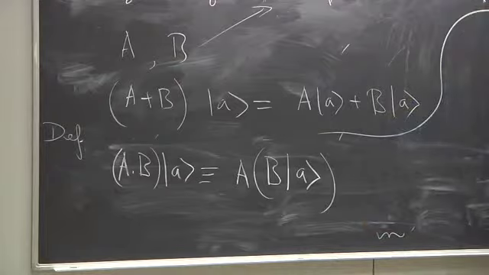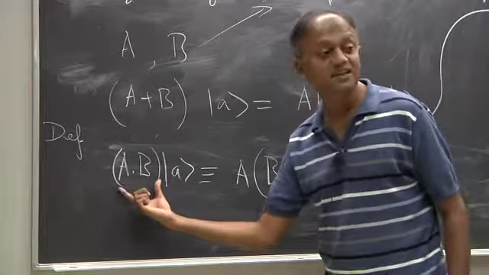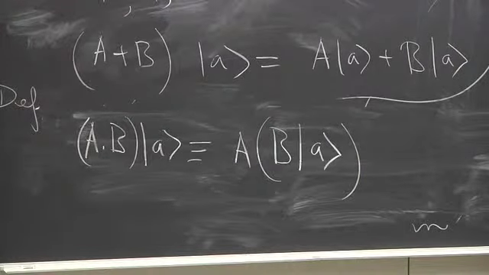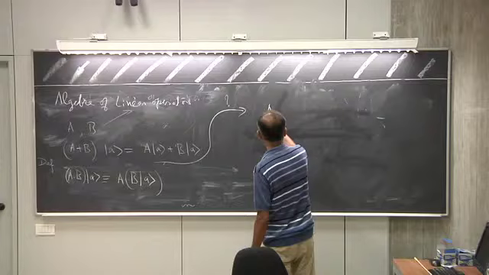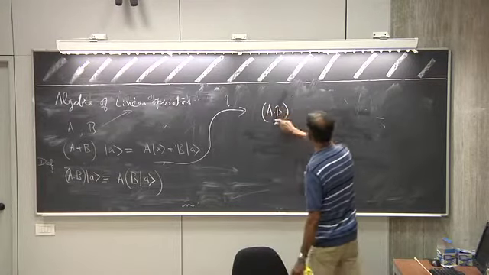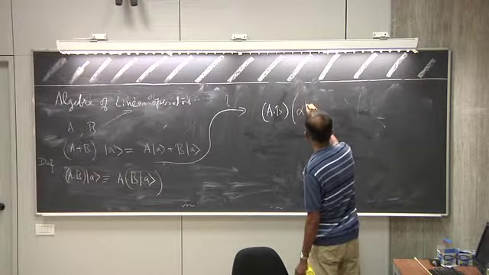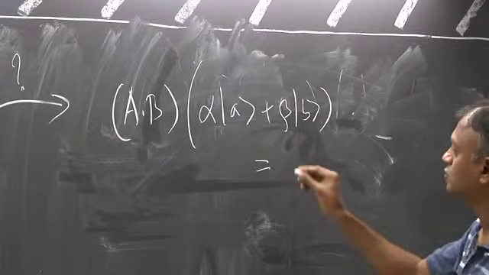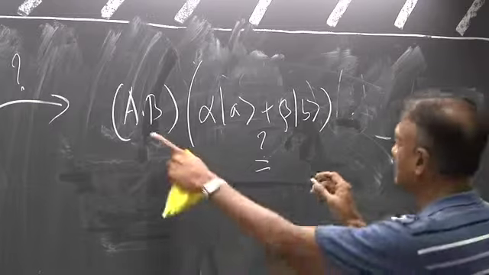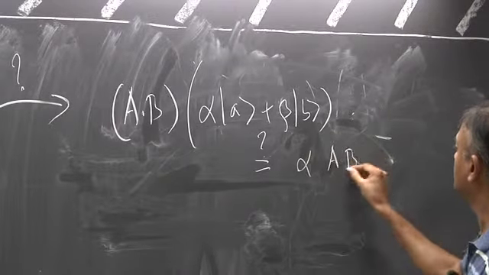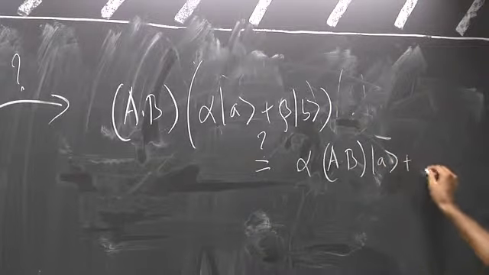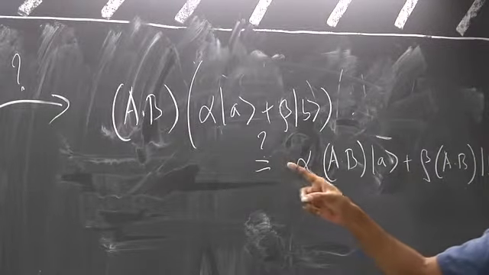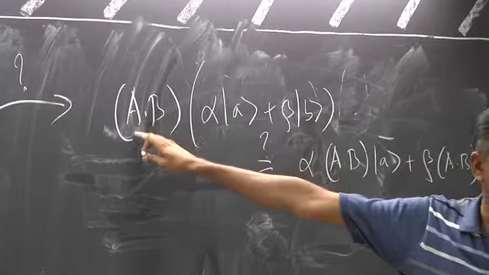So you want to prove that this definition is again a linear operator. So let's prove that. We want to check A times B acting on, say, a linear combination of two vectors, right? So we want to check whether this is equal to alpha A times B acting on A plus beta A times B acting on B, right? This is a question mark here. If it is true, then we say this is a linear operator.